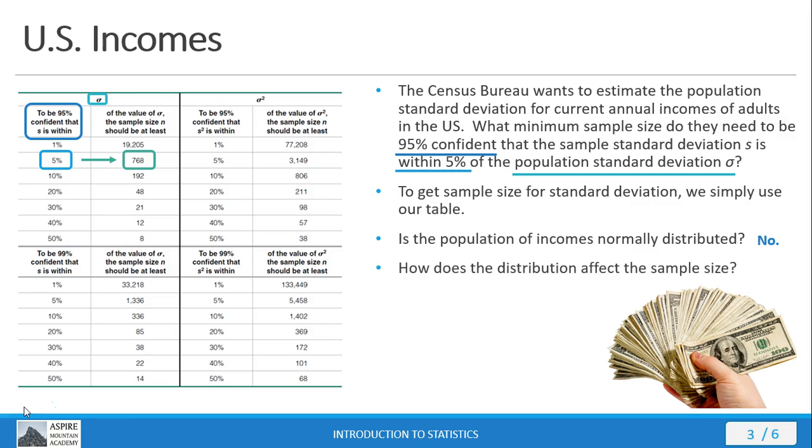How does the distribution affect the sample size? Very simply put, this table is built on the assumption that you have a normally distributed population. So if you don't have a normally distributed population, then the sample size estimate from the table is probably going to be in error. So it's not likely to be correct that our minimum sample size is 768, because the data in our population are not normally distributed.